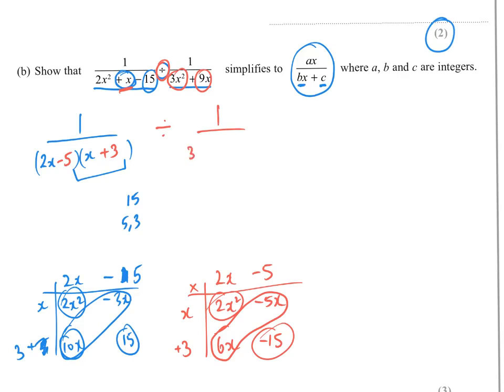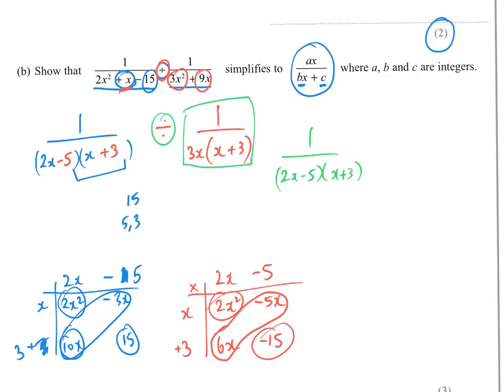Well, you can see that there's a 3x as a common factor, and I'll be left with x plus 3 here. So that's looking good. Now, the other thing to notice is, if I've got a fraction, say 1 over 2x minus 5 times x plus 3 here, and I want to divide it by this number, that's the same as timesing it by the reciprocal of this fraction. So that's going to be 3x, lots of x plus 3 over 1.